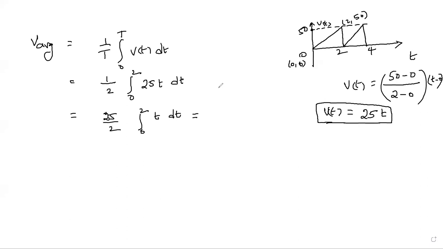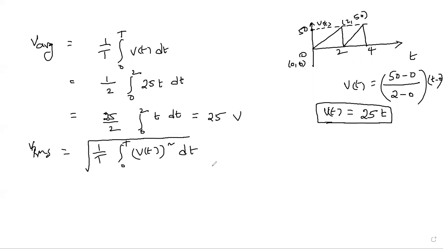How much is the average voltage for the given sawtooth waveform? 25, sir. Very good. 25 volts, right. Then what they are asking? RMS value. VRMS is equal to 1 over T integral 0 to T v of t whole square dt, under root.